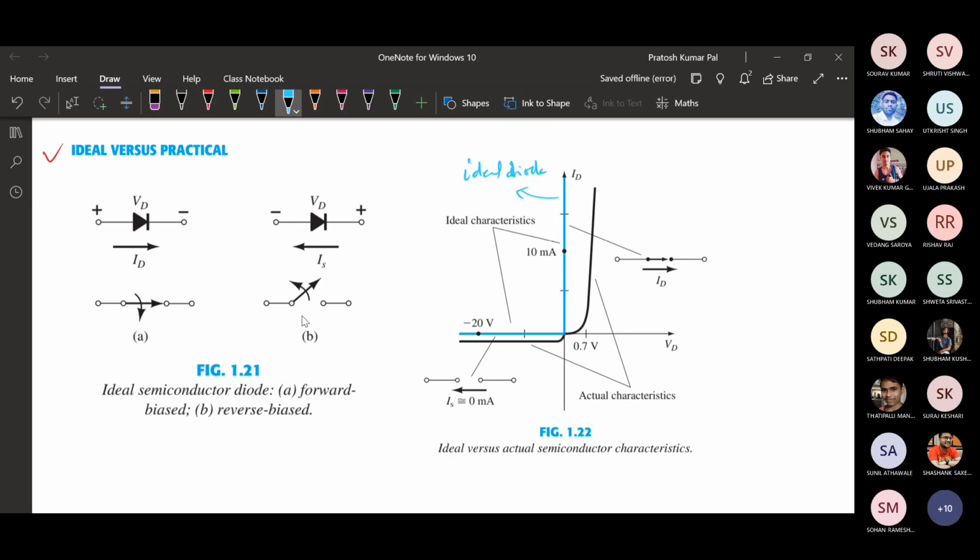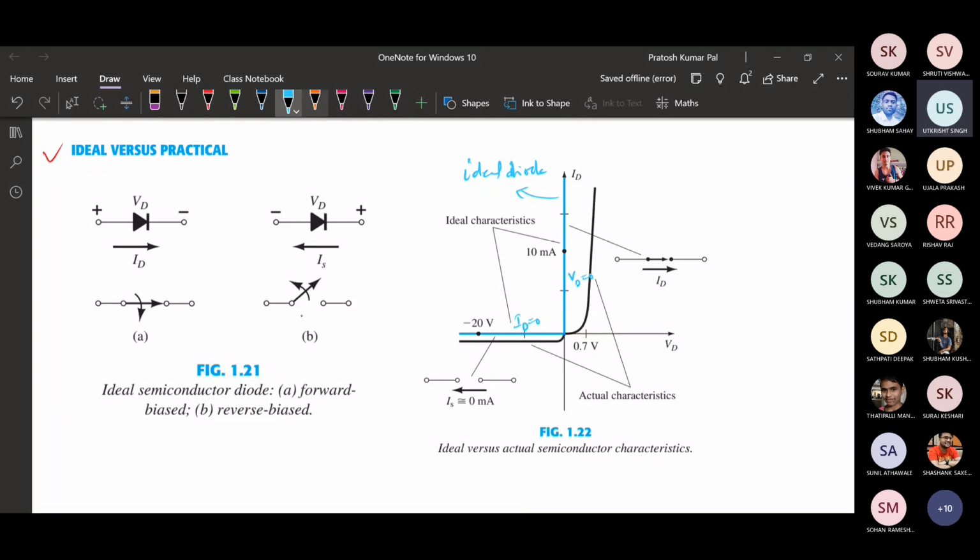So the ideal curve will have sufficient current at zero voltage, and at negative voltage it will have zero current. Okay, so in case of negative voltage, Id will be zero, and when Vd is equal to zero, whatever current the circuit allows will be flowing through it. Okay, so this was the ideal.